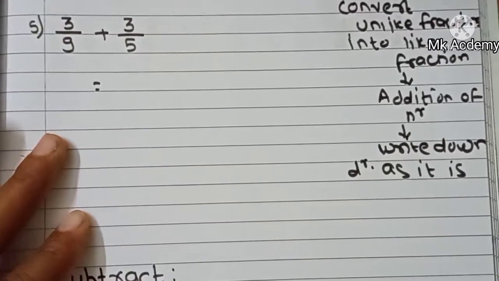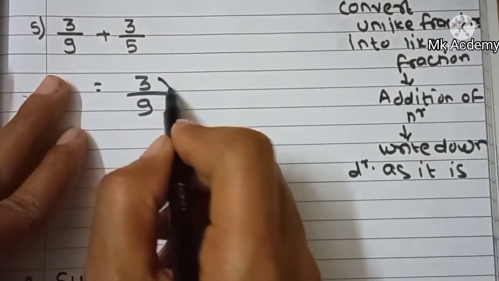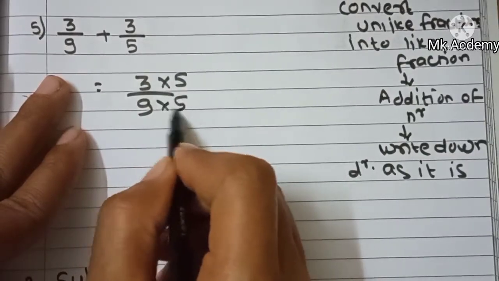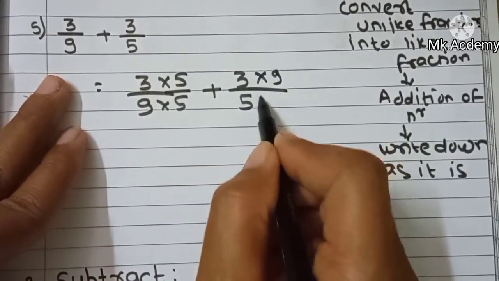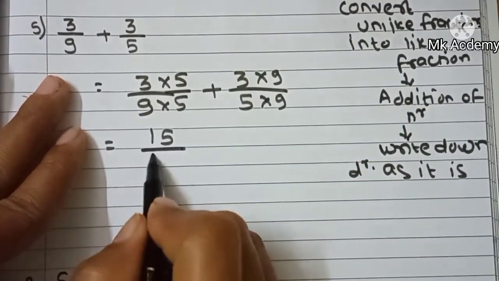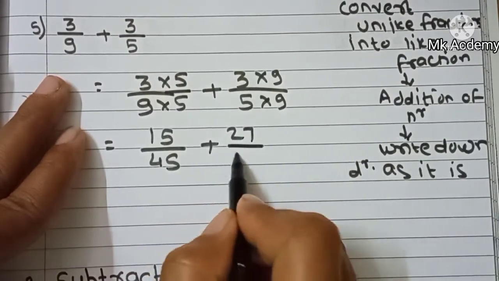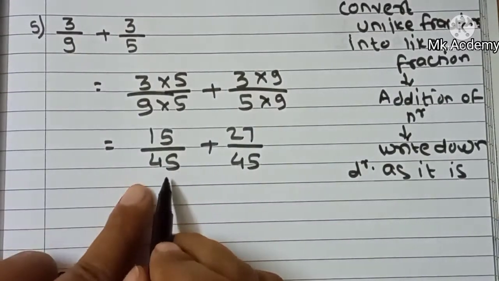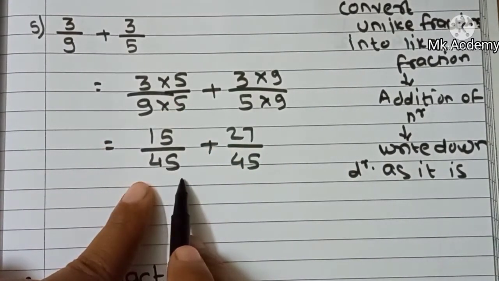Okay, now 3 upon 9 multiplied by 5, numerator and denominator, plus 3 upon 5 multiplied by 9, numerator and denominator. Then we get 3 times 5 is 15, 9 times 5 is 45, plus 3 times 9 is 27, 5 times 9 is 45. See, these denominators are the same, which means we converted unlike fractions into like fractions.